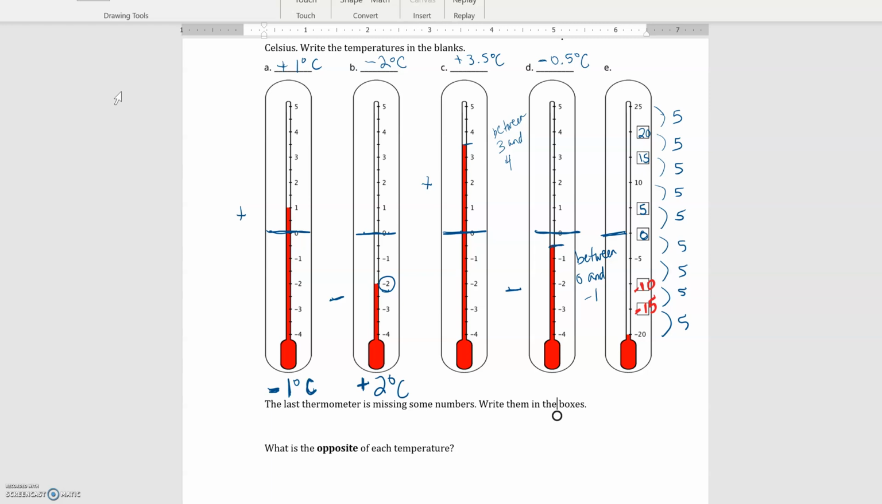Using that knowledge, decide what the opposite would be for thermometer C and thermometer D. Pause here and continue the video when you are done with the problem. So the third thermometer will be a negative 3 5/10 degrees Celsius, and the fourth thermometer will be a positive 5/10 of degrees Celsius. Essentially, your opposite will be the opposite sign from the given number.